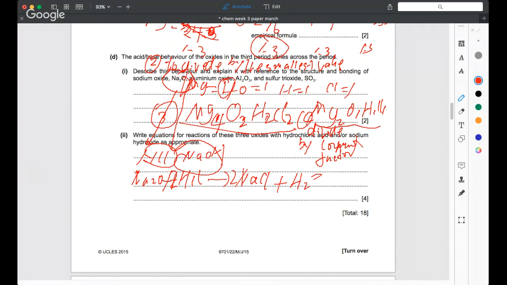What about sodium oxide with sodium hydroxide? It actually doesn't react, because sodium oxide is basic and bases react with acids. This one is a base, so they don't react. Next one: does aluminium oxide react with hydrochloric acid? Because it is amphoteric, it reacts with both of them.